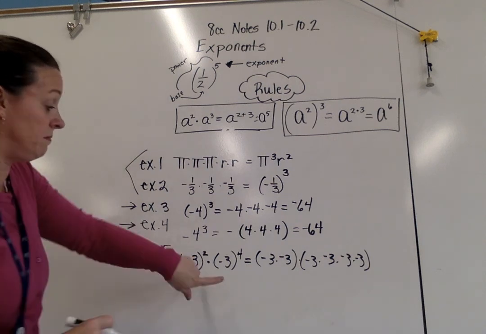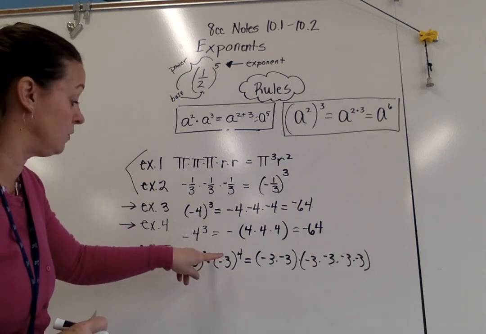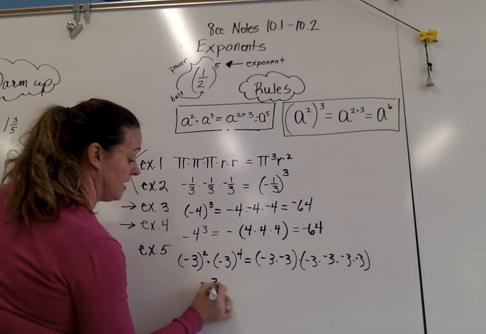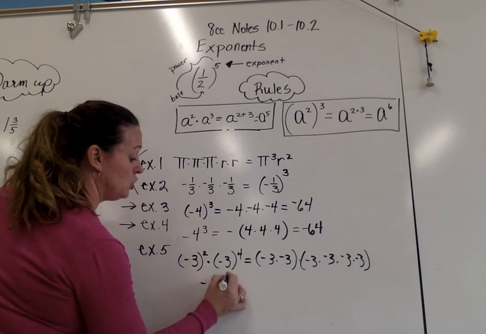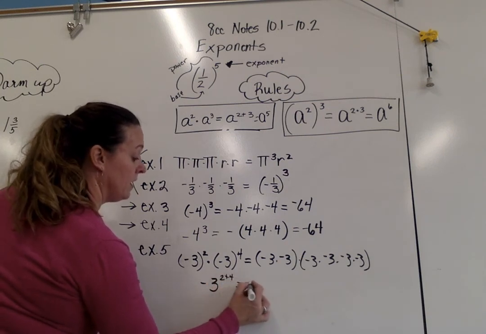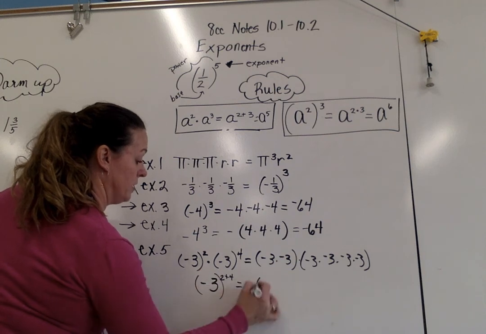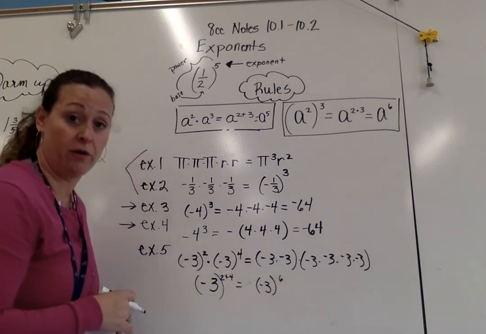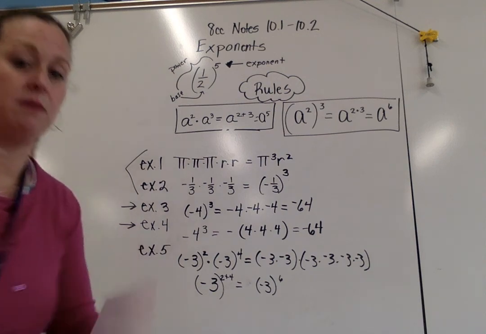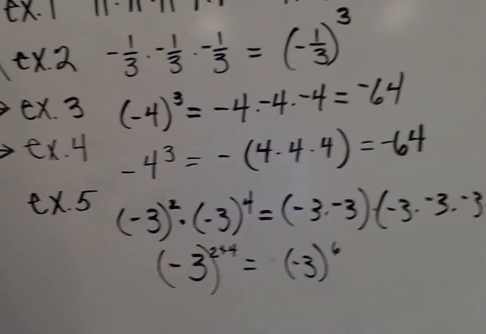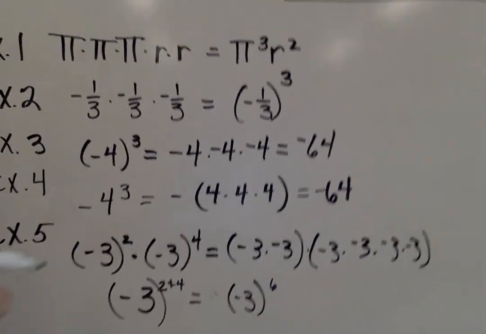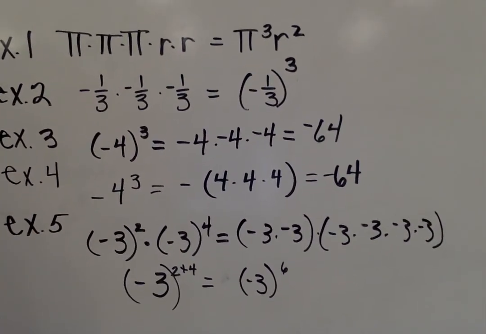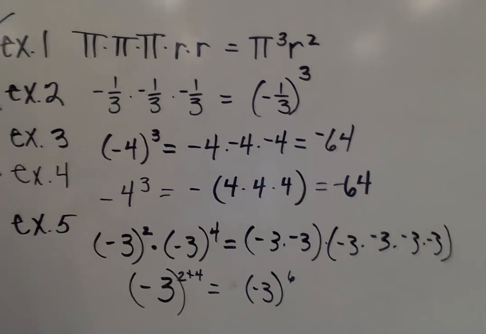My rule says the bases are the same, and they have a power of 2 and a power of 4. So that means I can say negative 3 to the 2 plus 4 power is negative 3 to the 6th power. They represent the same thing. Rather than writing them out, I added the exponents because the bases were the same.